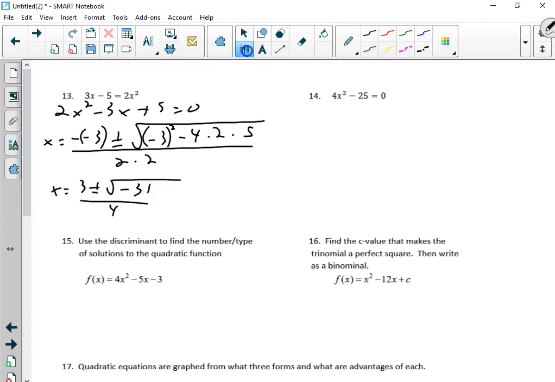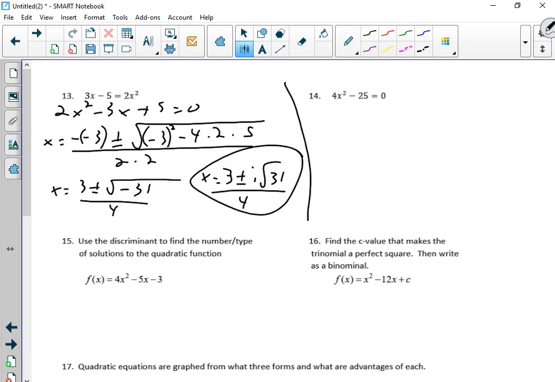All over 4. Well, all I can do is bring the i out. The negative 1 out is an i. So that's x equals 3 plus or minus i root 31 over 4. And that's it.